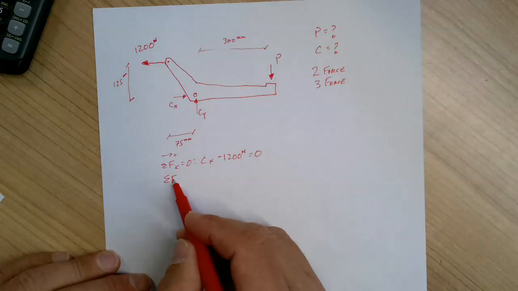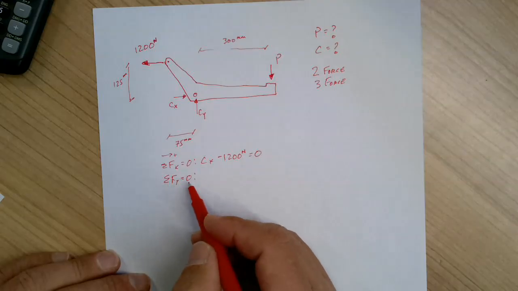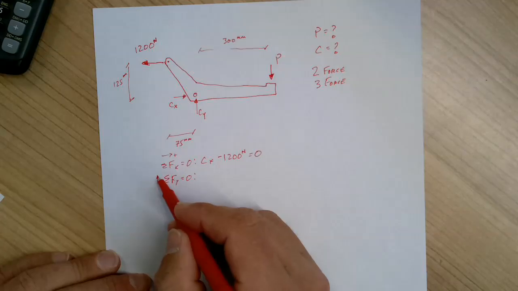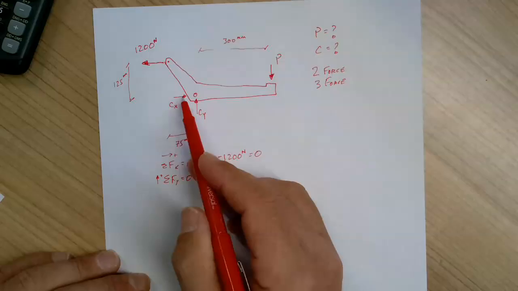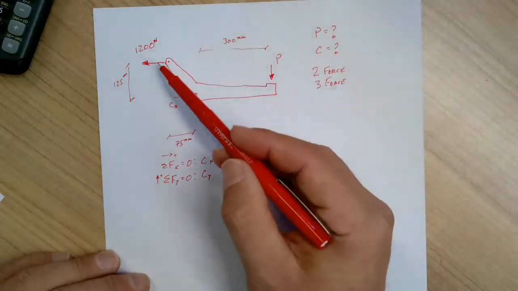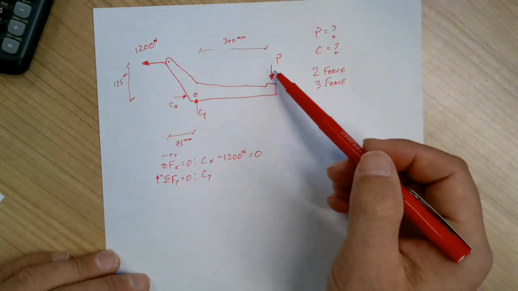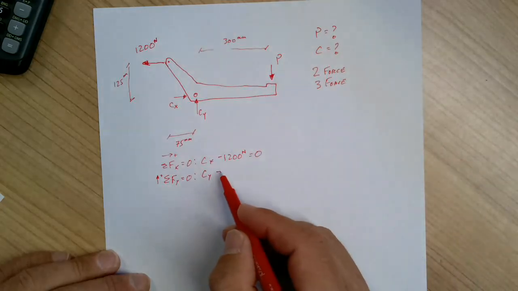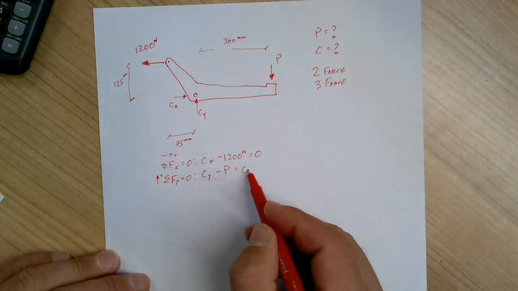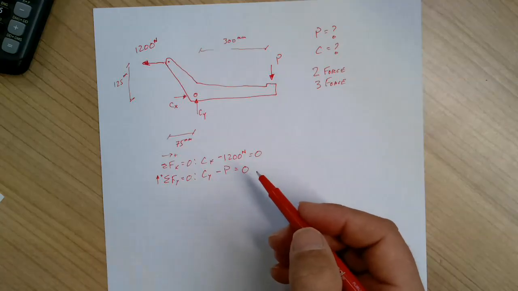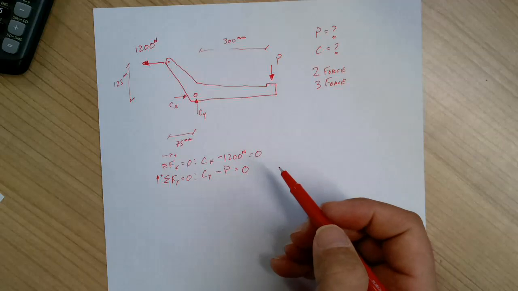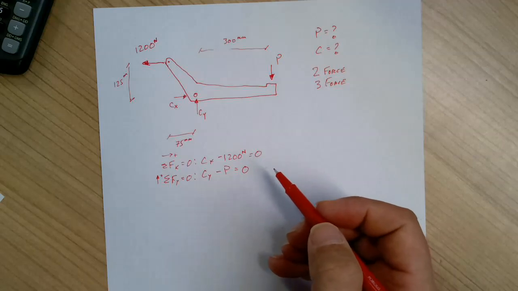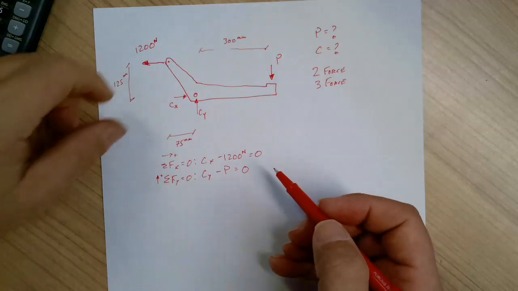I sum forces in the y direction equal to 0. I'll say up is positive. Cy is up. That arrow is not used. That arrow is not used. P is down. Minus P equals 0. I have 2 equations and 3 unknowns. I can solve the first equation for one of them, but I cannot solve the second equation.